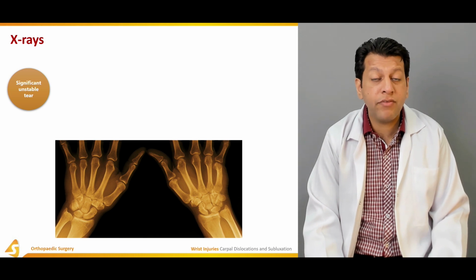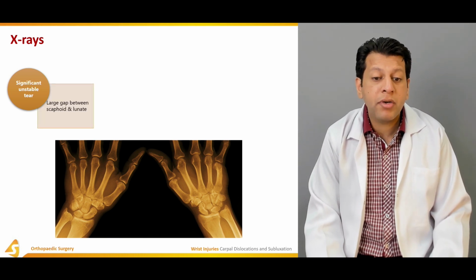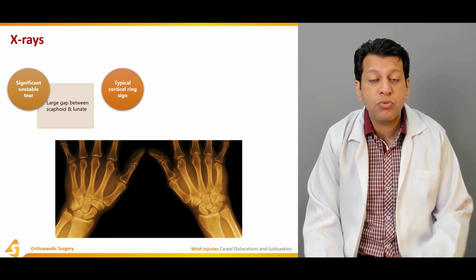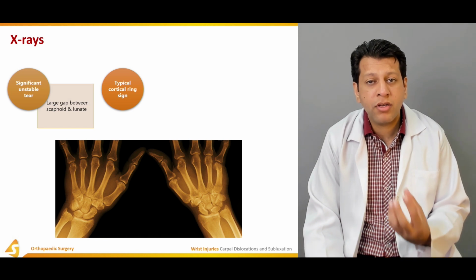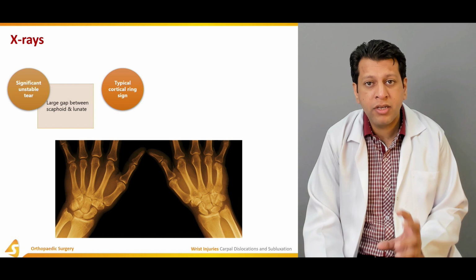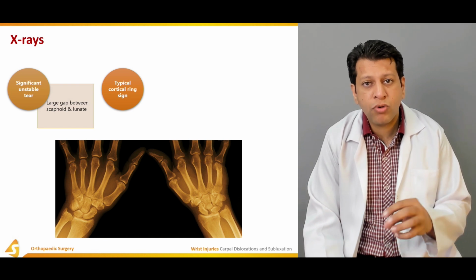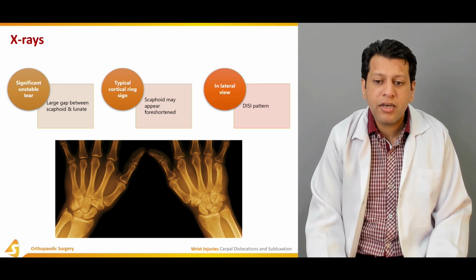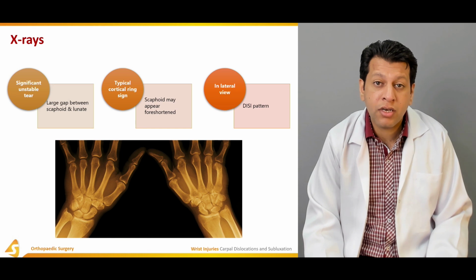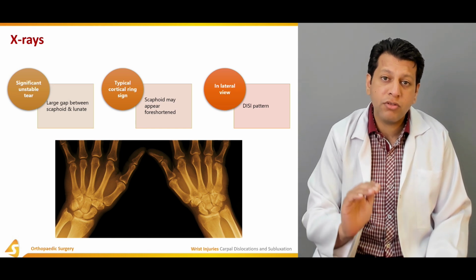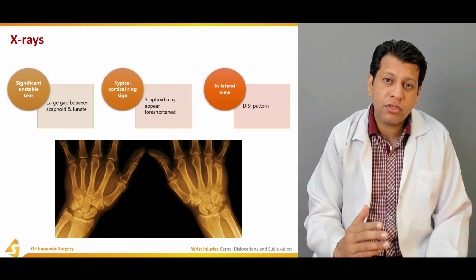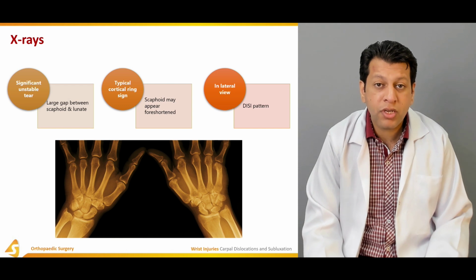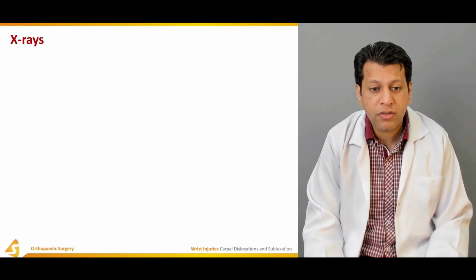This is maybe significant instability here, with a large gap between the scaphoid and lunate, and a typical cortical ring sign is seen, because there is a dorsal tubercle over the dorsal pole of the scaphoid. Due to the rotation of the scaphoid, this pole appears in the normal view and looks like a cortical ring sign as well. And in the lateral view, there is actually dorsal intercalated segmental instability. If you see it on the lateral view, you can appreciate that the lunate and other carpal bones are dorsally subluxed or dislocated, producing an instability pattern over the dorsal surface.